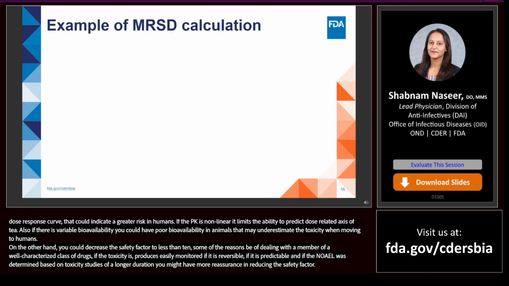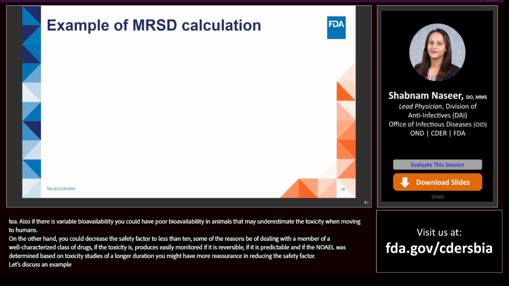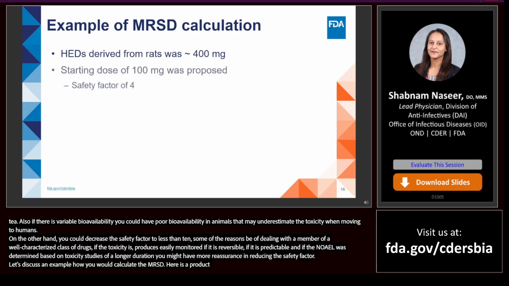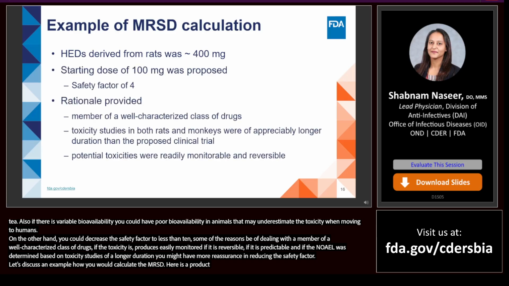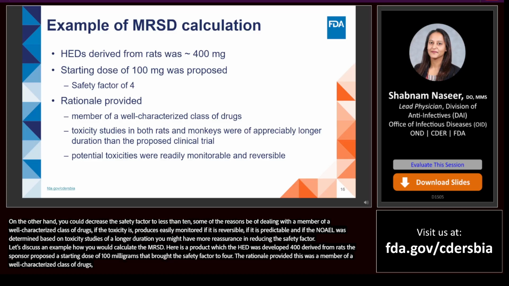So let's discuss an example of how you would calculate the MRSD. Here's a product for which the HED was about 400, derived from rats. The sponsor proposed a starting dose of 100 milligrams, so that brought the safety factor to 4. And the rationale provided was that this was a member of a well-characterized class of drugs, and that the toxicity studies in 2 species were of longer duration than what was proposed in the clinical trials. In addition, the potential toxicities were readily monitorable and reversible.